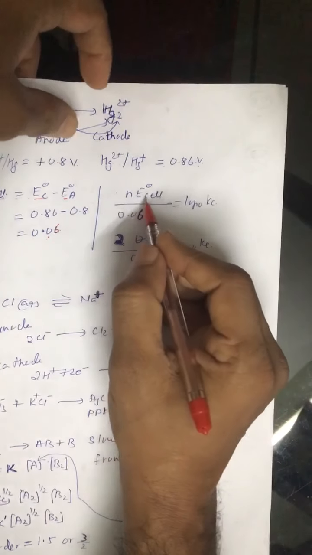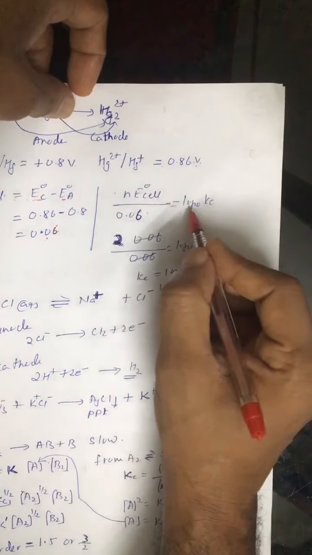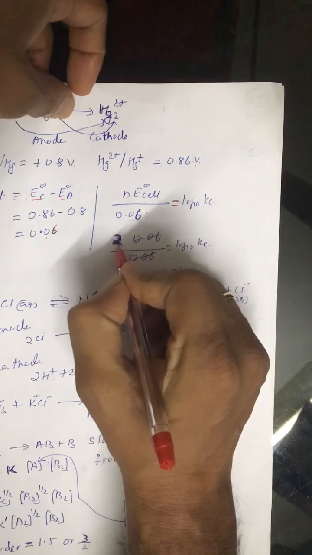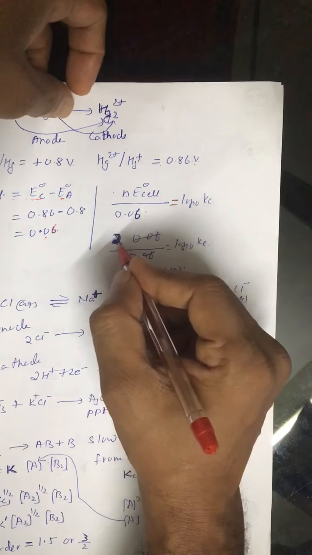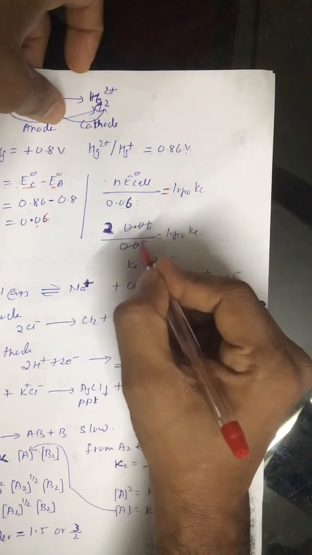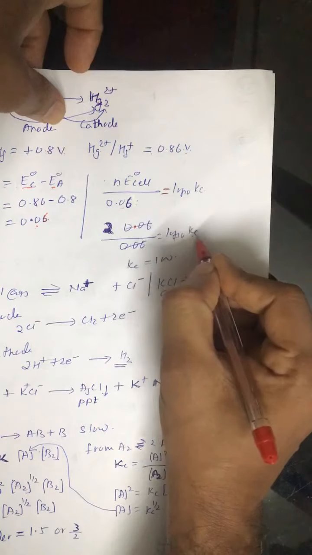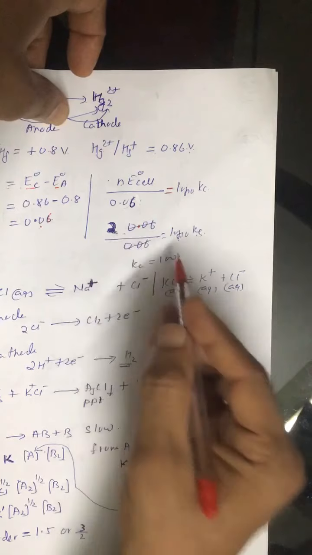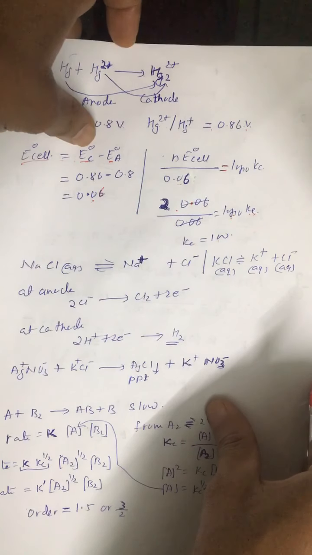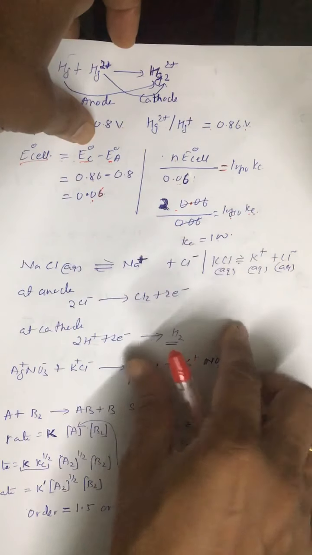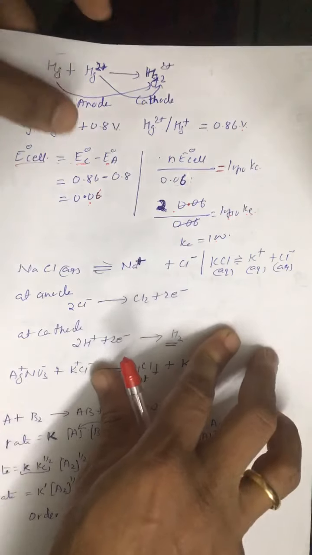And now nE0 upon 0.06, that is equal to log of Kc. So n is 2, number of electrons getting transferred, because when you balance this reaction, you have to put 2. Alright. And then it is 0.06 upon, so this is cancelled. So we are getting log of Kc equal to 2, or Kc equal to 100. Antilog of 2 is 10 raised to power 2. So 10 raised to power 2 is 100. Okay. Now look at question number 5.4.